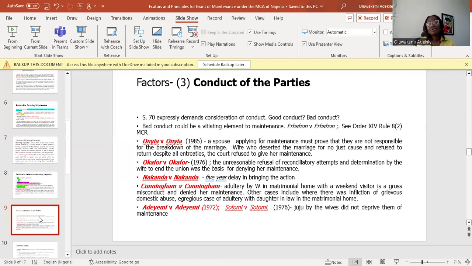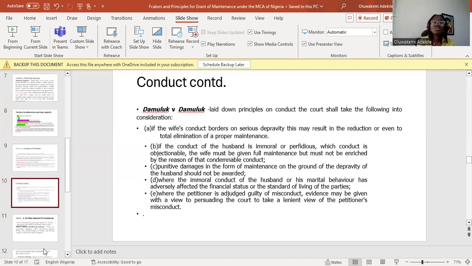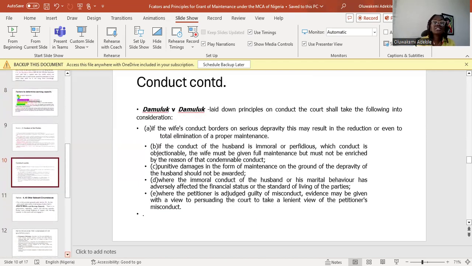In Cunningham and Cunningham, adultery by the wife with a visitor to the matrimonial home was held to be a basis of denying her maintenance, since a man should not be forced to maintain an adulterous wife. And in the context of Africa, in Adeyemi and Adeyemi and Chitomi, strangely, the courts held that the practice of juju by the wives did not deprive them of the entitlement to the discretion of maintenance.